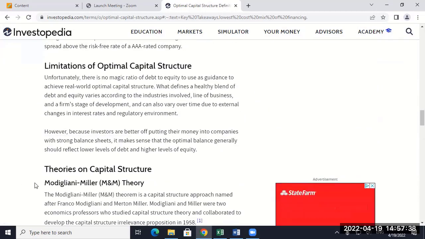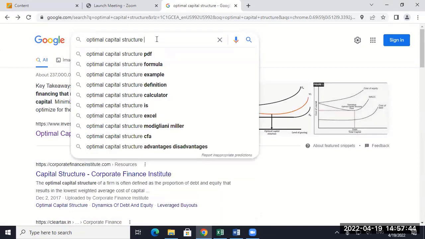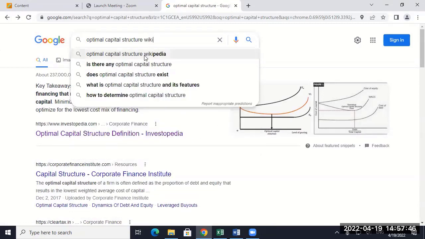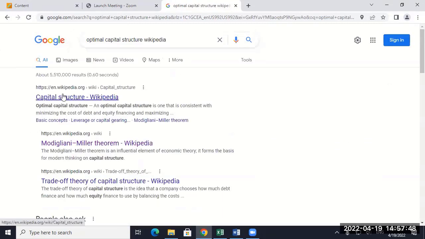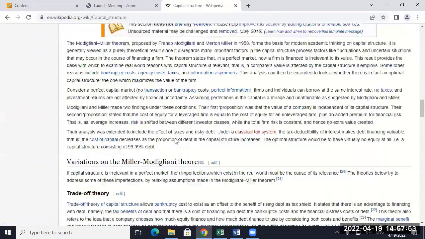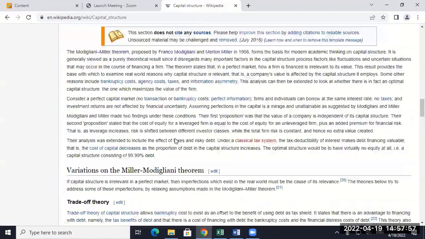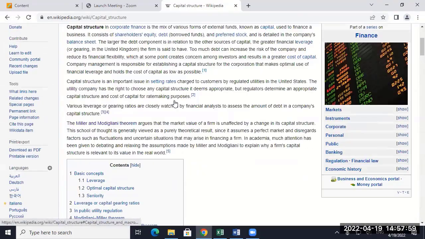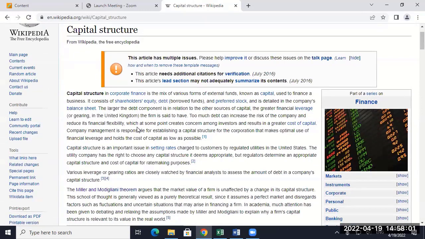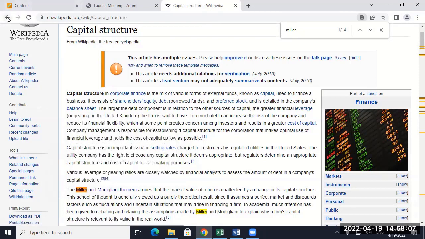There's Miller Modigliani, just like you would expect. If you click on the images, I think Wikipedia probably does a better job of it. And they probably will have a graph in here somewhere. Nope, I can't believe they don't have a graph. But they'll definitely have Miller Modigliani in here somewhere. Let's find them. So there they are right there, Miller Modigliani. So this is big theory.